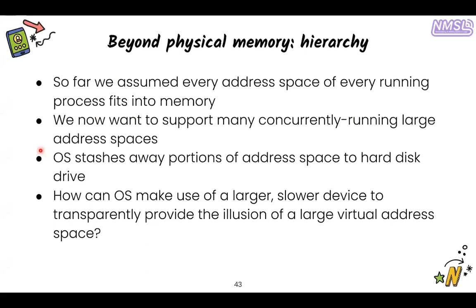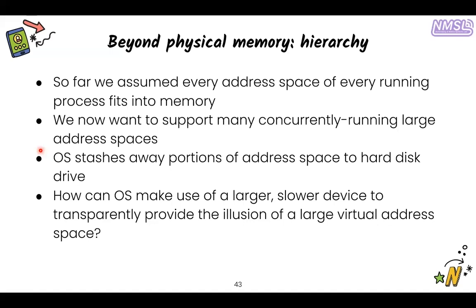So far, we have conveniently assumed that every address space of every running process fits into memory. However, we need to support many concurrently running large address spaces. So in order to do that, what the OS does is it stashes away a portion of the address space to a hard disk drive. So again, there's a hierarchy, right? There is some other storage that's slower but larger, so we're going to have to use that.